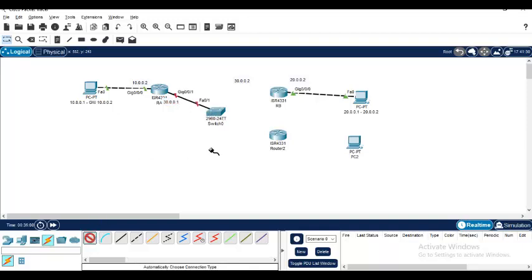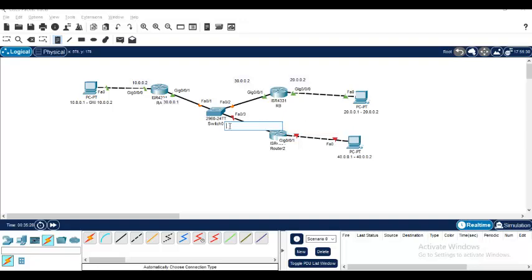And this should be 40. The gateway should be 40002, which is here. And between these two, no IP address. Only here, on the switch, we don't put any IP address. In here it should be the same 30 only, 30003.